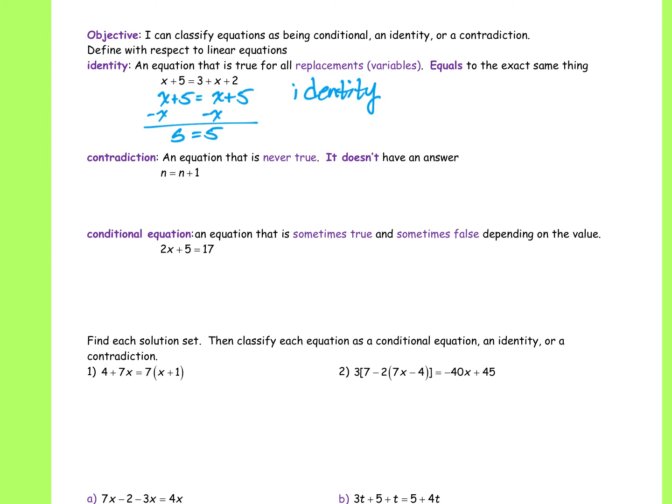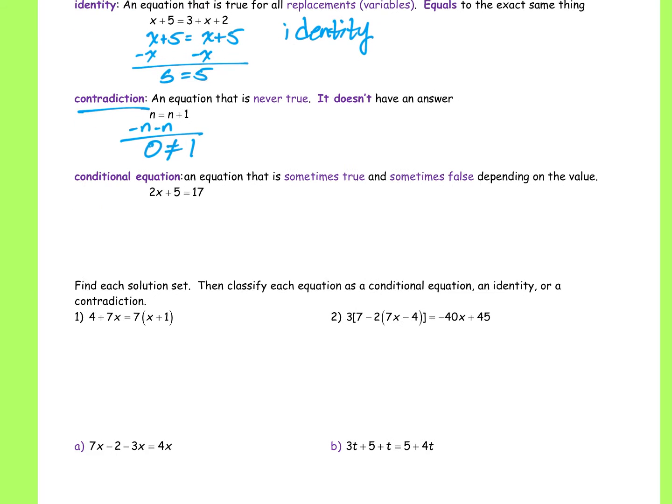It's an equation that is never true, never ever, and it doesn't have an answer. So if I subtract in here from both sides, I get 0 equals 1. Does 0 equal 1? No. The variable will disappear. Again, there will be no variable, and I'll get some number equaling some other number. That's a contradiction. Okay? Questions on that? Does that make sense? See the difference in them?